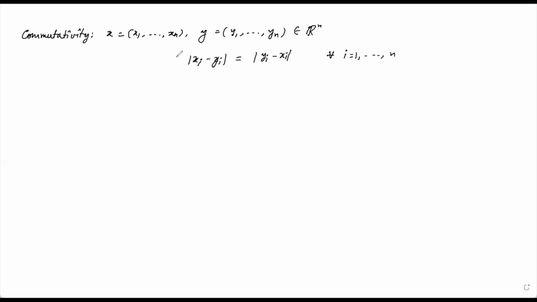And therefore, if you take the summation on both sides, they are again equal, summation over i equal to 1 to n. And so this implies the left hand side, which is nothing but d1 of x comma y, is equal to the right hand side, which is nothing but d1 of y comma x, and this is true for all x comma y in Rn. So this is commutativity. Now we show the triangle inequality.